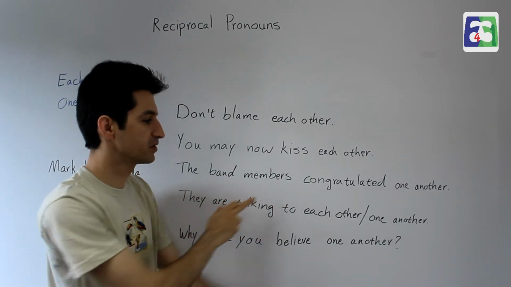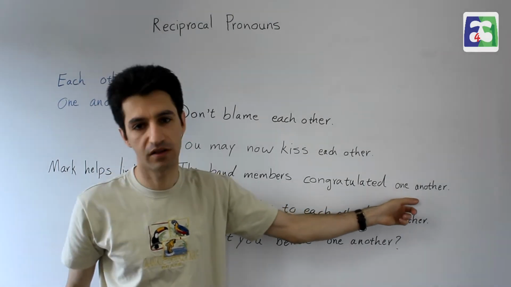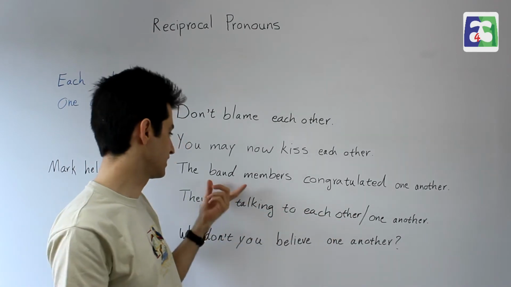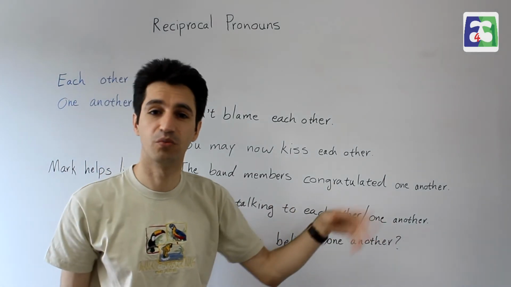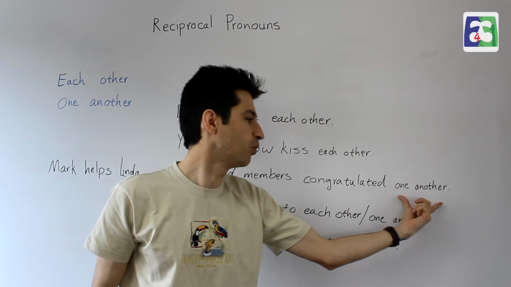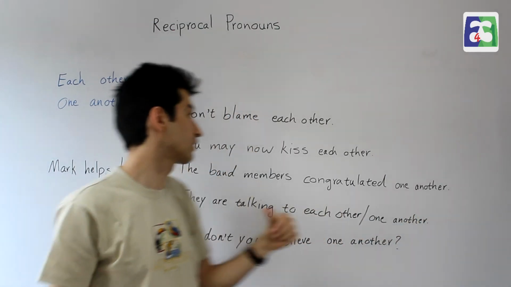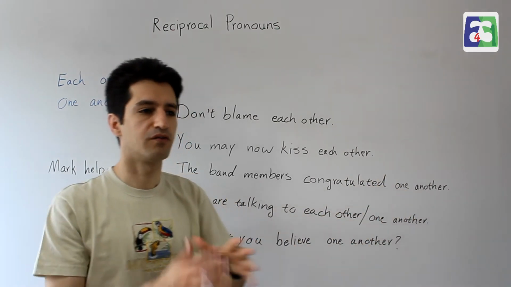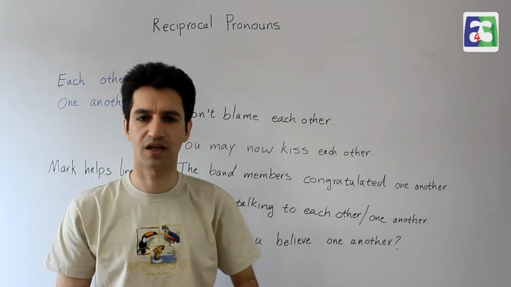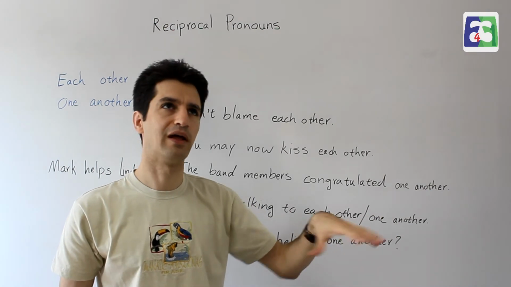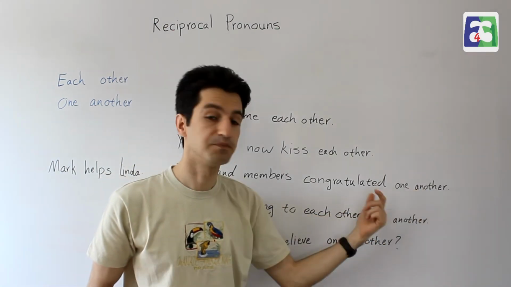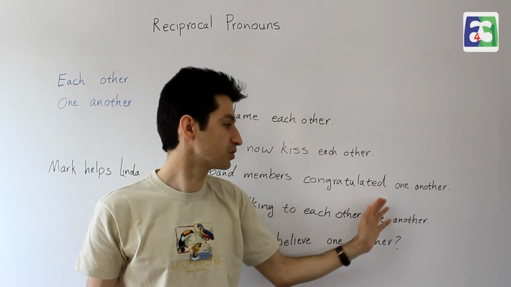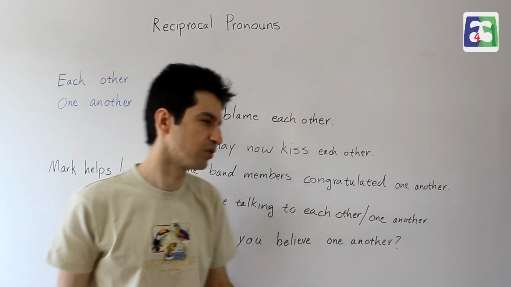The band members congratulated one another. I think this group is more than two people. Okay, this band is a band of 3 or more people. That's why I use one another. So we use one another, the second one, to talk about a group. For example, some students in your class, you say, don't talk to one another. Okay, one another. Or don't blame one another. That is when we are talking to more than two people.